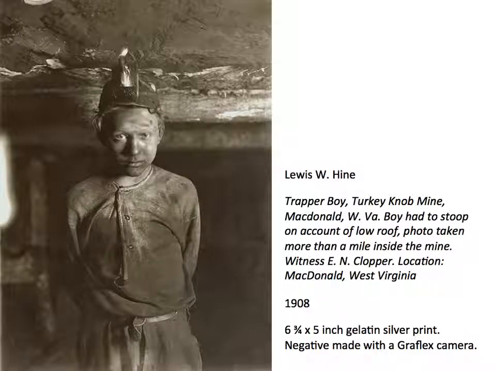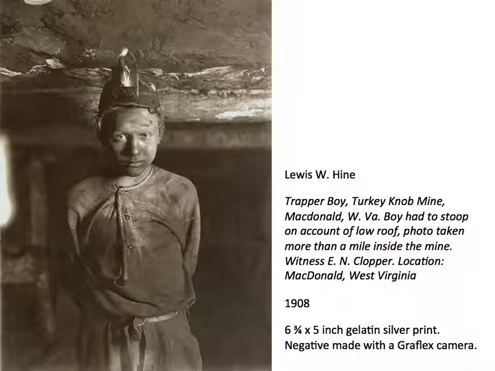The particular photograph that I'll be talking about is this one here, which Hine made in 1908 in the Turkey Knob mine in McDonald, West Virginia. It was made with a Graflex camera. It was a silver gelatin print, and Hine made it while he was working for the National Child Labor Committee. The NCLC was fighting at this time to promote child labor laws.